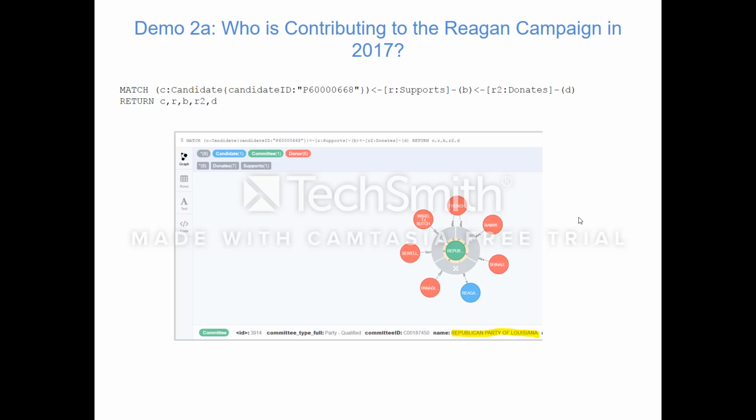And this is in the first part of 2017. It turns out the committee name is the Republican Party of Louisiana, which is probably not hugely surprising, but it possibly indicates that they support many candidates and haven't bothered to update Ronald Reagan's name in the database, was my initial guess, which we don't know without going into some other records not available at this point.